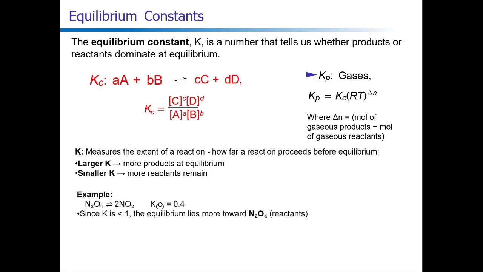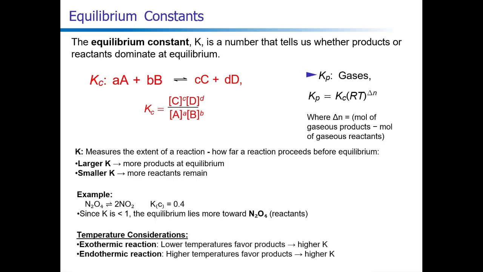Here is an example. The equilibrium between dinitrogen tetraoxide and nitrogen dioxide. Here, Kc is equal to 0.4. The value is less than 1. So at equilibrium, more N2O4 remains than NO2 is formed. We say this reaction lies to the left, favoring reactants.